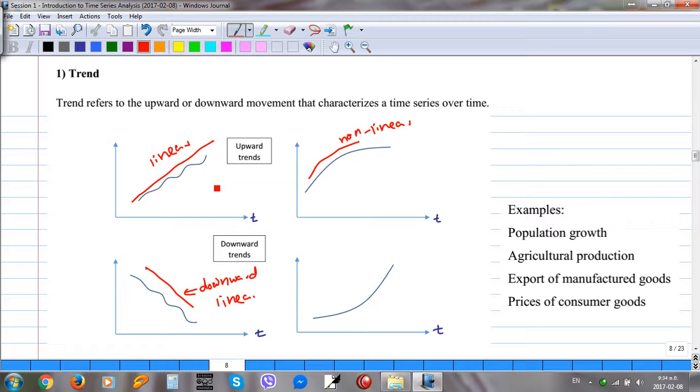So the first type of component of the time series is the trend. Trend can be majorly divided into two parts, upward trend and downward trend. Under that, linear and non-linear trends are there. Examples of trends are population growth, agricultural production, export of manufactured goods, and prices of consumer goods.